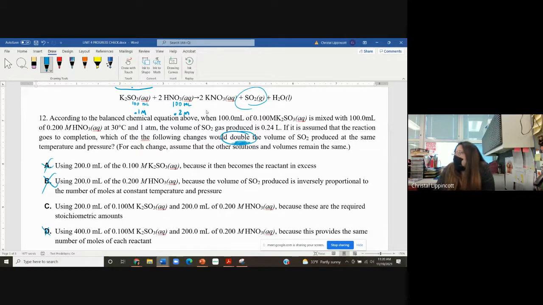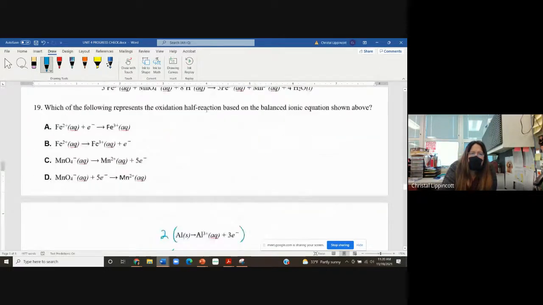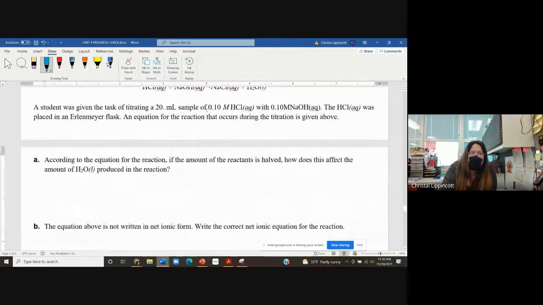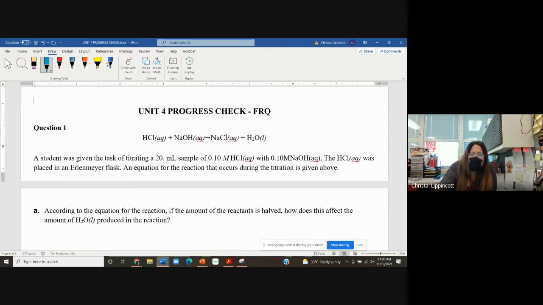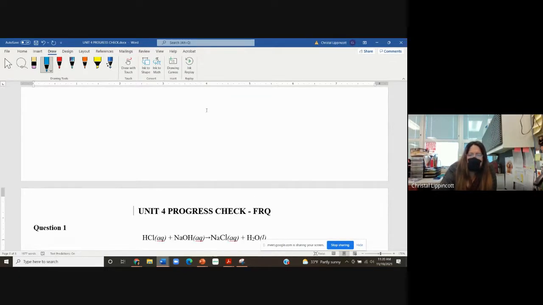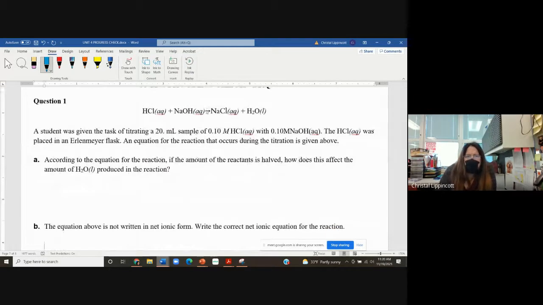Okay, anybody else multiple choice? Multiple choice is good? All right. Okay, so according to the equation, if the amounts of the reactions are halved, how is that going to react? So if we half this, what's that going to do to this? Yeah, it's going to go in half.